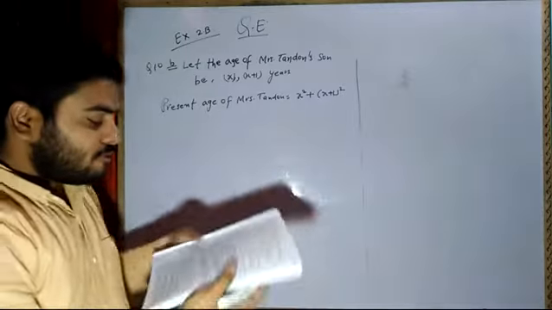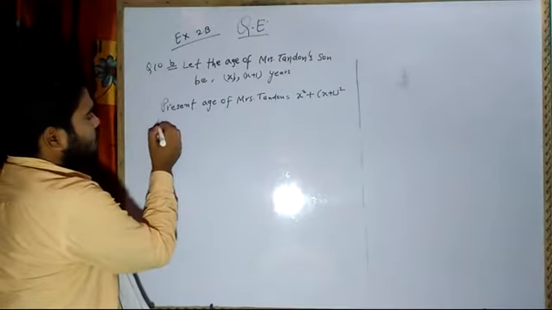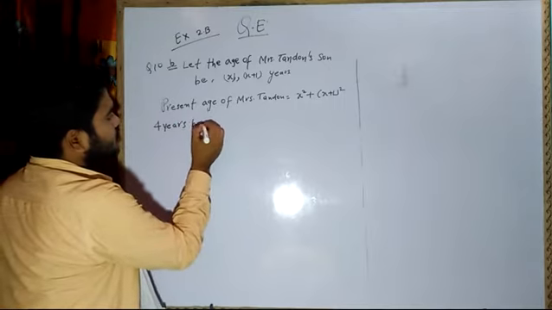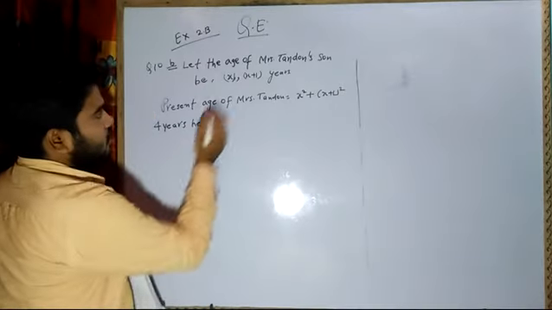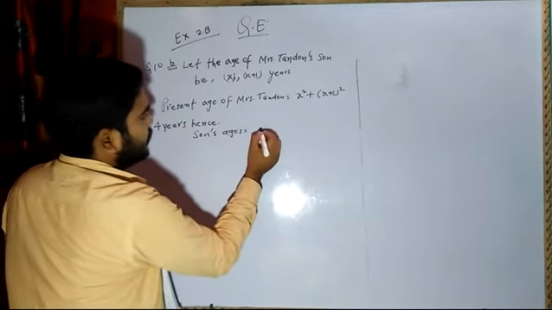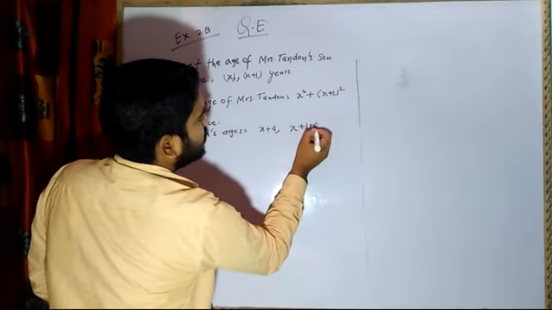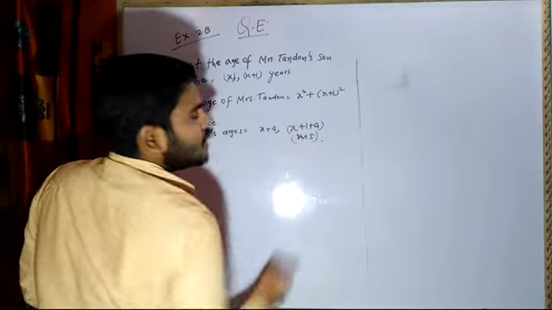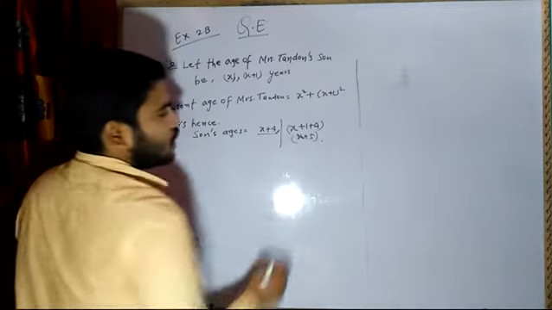After 4 years hence, which means after 4 years, the sons' ages will be x plus 4 in one case, and in the other case x plus 1 plus 4, that means x plus 5. So this is the eldest one and this is the youngest one. You can write youngest and eldest separately, I am just writing in short form here.